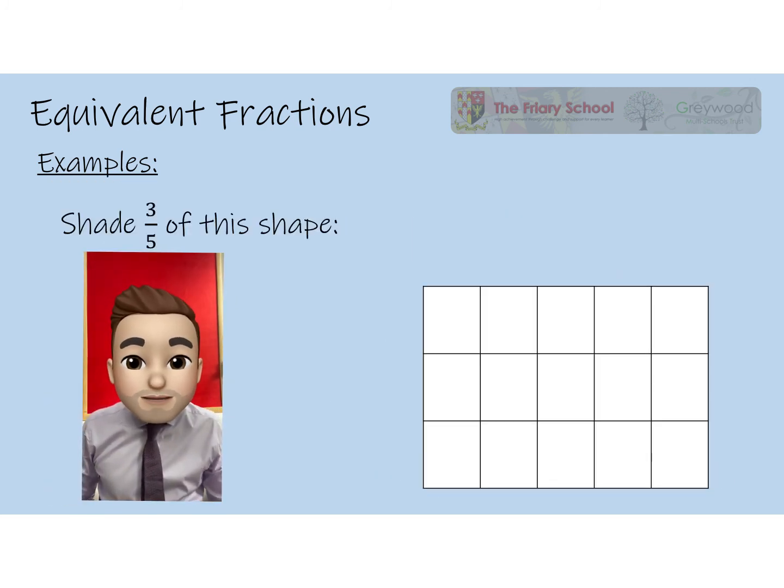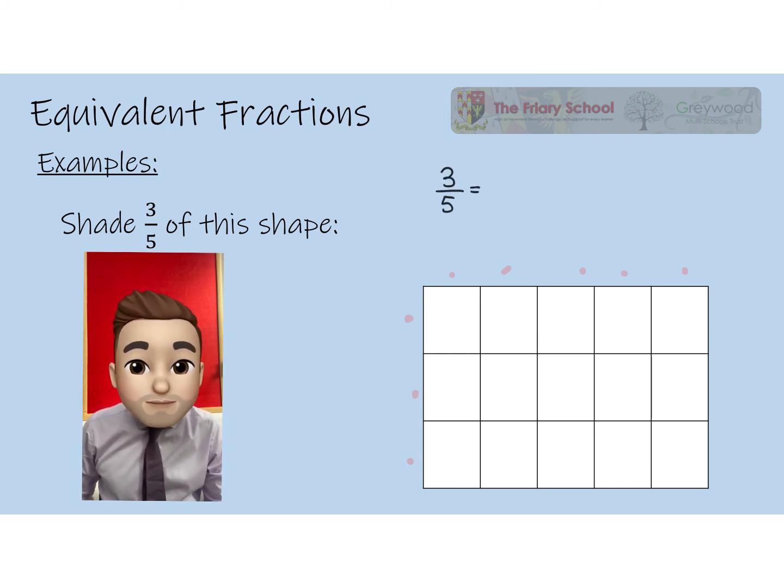Let's take a look at this question. It says, shade 3/5 of this shape. However, there's not just 5 parts. Let's count how many parts there are. There's 1, 2, 3, 4, 5 in each row, and there's 1, 2, 3 rows. So 3 rows of 5, so it's actually out of 15 instead. So we want to shade 3/5, but the shape is out of 15. So 3/5 is equal to something out of 15.